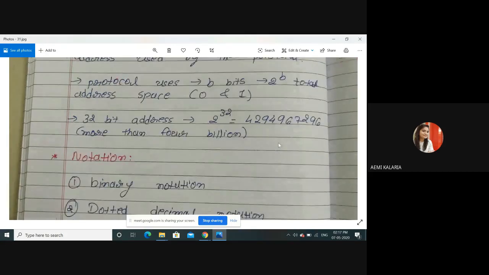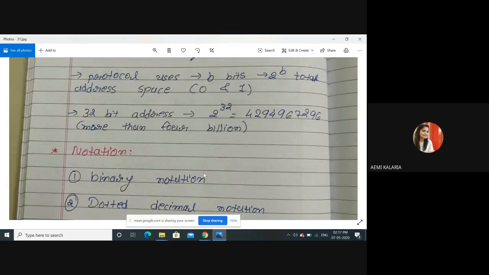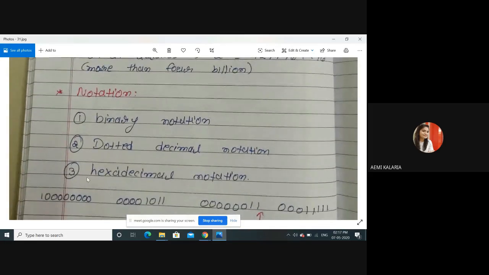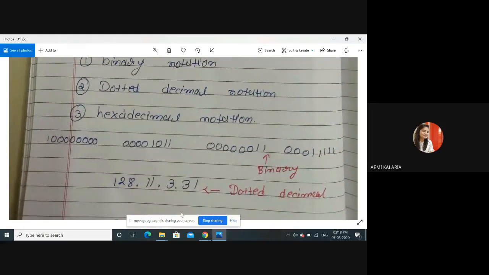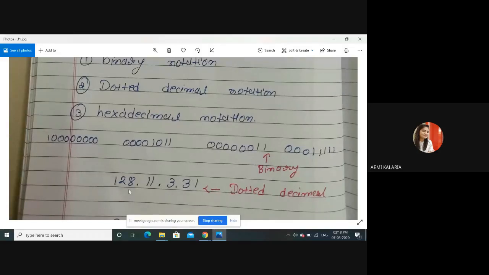If I want to represent an IPv4 address, there are three types. The first one is binary notation, where it is represented in 1s and 0s, with dots in between. This is the total 32-bit IP address, 8-8-8-8, divided into four parts. The second one is dotted decimal notation. Mostly we are using this dotted decimal notation. If I convert one and seven zeros, it becomes 128. So I simply converted it to dotted decimal notation.